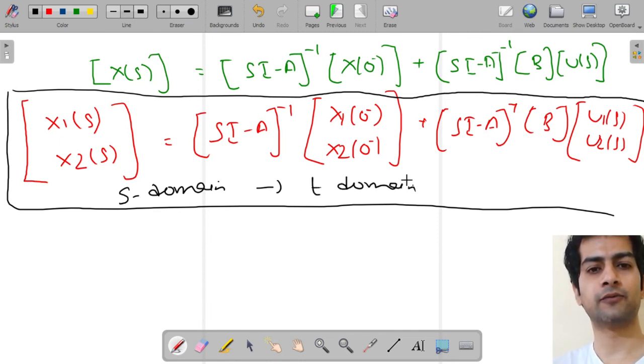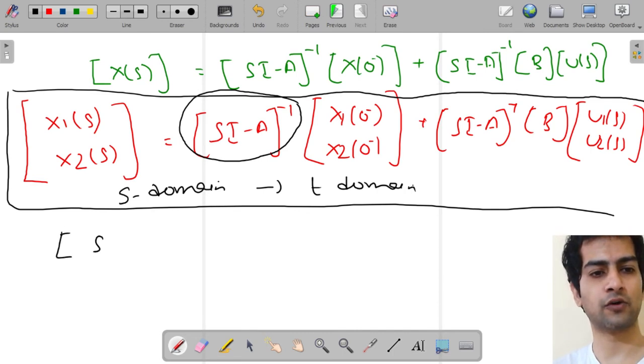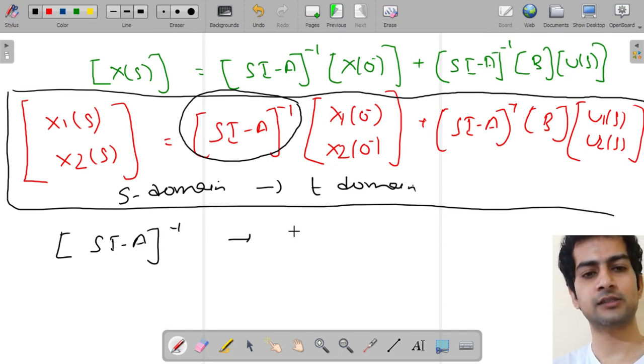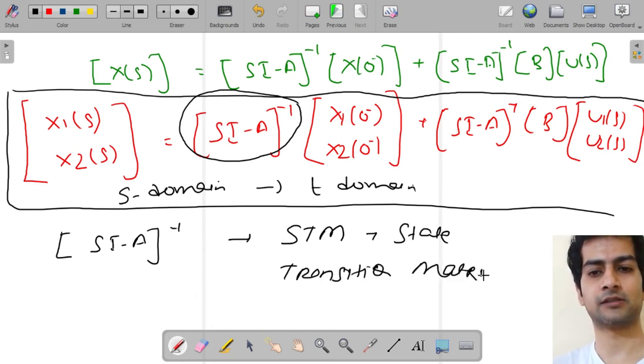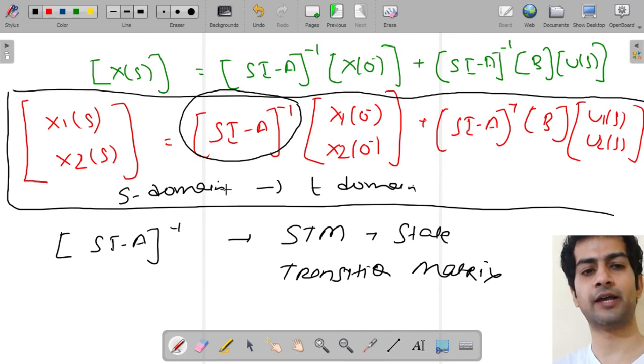Don't worry. But before that, see, here we have got a new, unique type of term, that is (sI minus A) whole inverse. This is known as STM, that is, state transition matrix. I will take this conversion from S domain to time domain later on. First, we will discuss the state transition matrix.